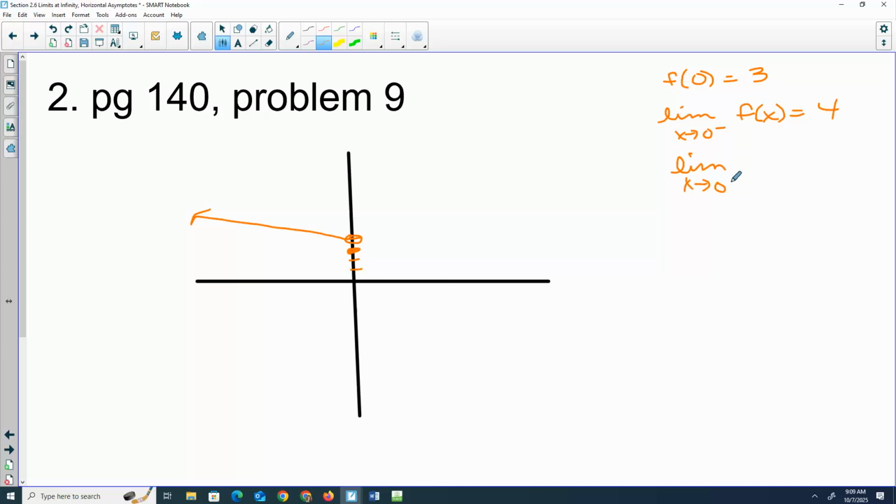Limit as we approach 0 from the right is equal to 2. So again, it would have to be an open circle. All I know is as I'm coming in, that's going to 2. Might have to change my graph as we go.